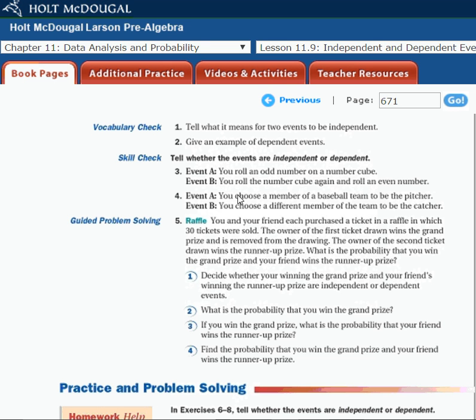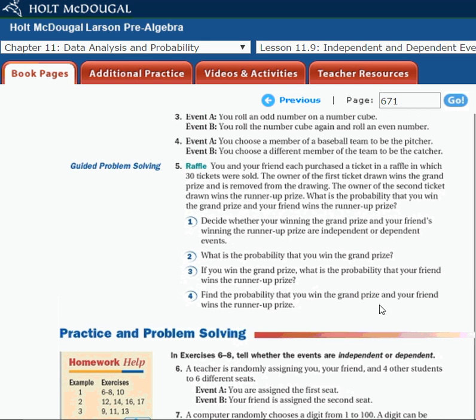In the second example, number 4, it says you choose a member of a baseball team to be the pitcher. You choose a different member of the team to be the catcher. Well, that would be dependent because we're taking a player out to make them pitcher, which means we have fewer players to choose from for the catcher.